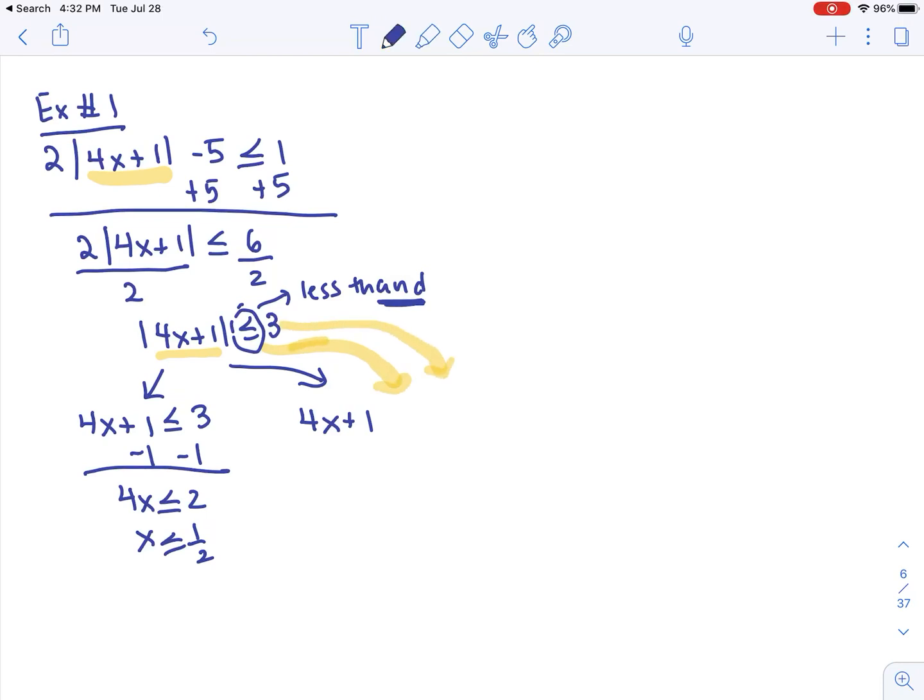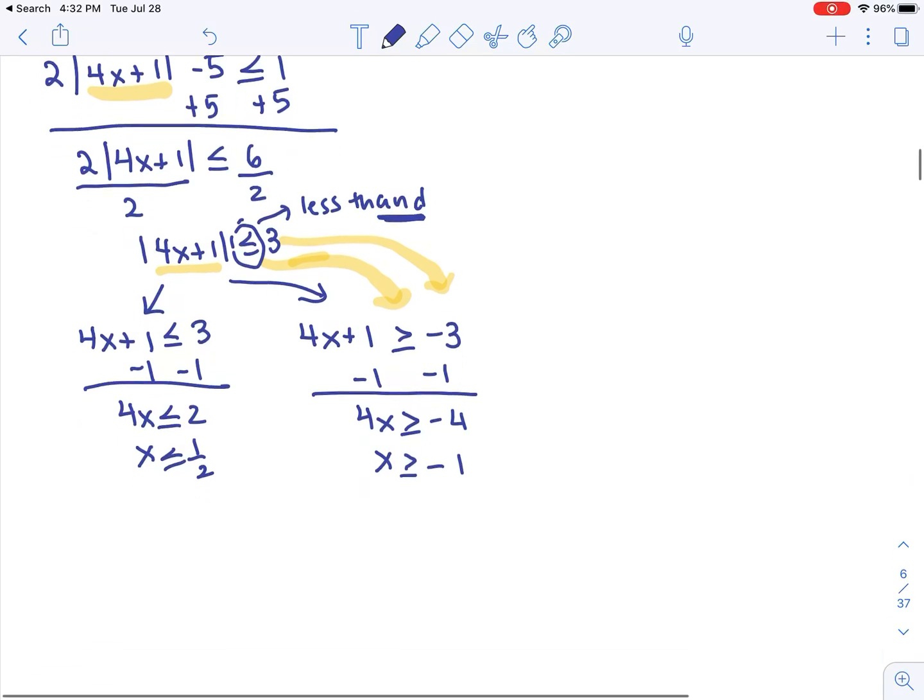We're going to flip the inequality, make it greater than or equal to here, and then we're going to negate that number on the right and make it -3. So if we now continue to solve, we have 4x is greater than or equal to -4. X is greater than or equal to -1.